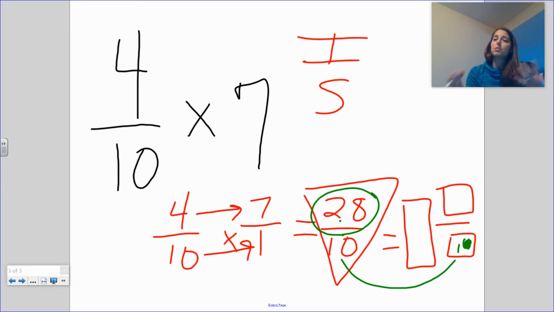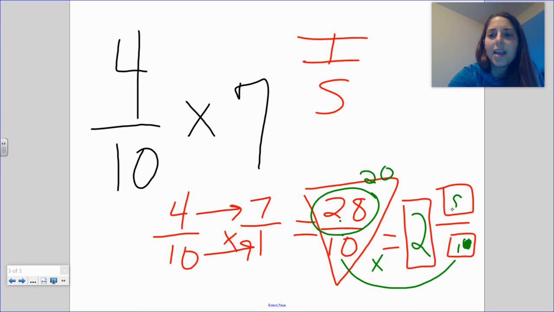Well, we don't divide in our head. We use the mystery of multiplication. So I'm thinking 10 times what gets me close to 28 without going over? Well, 10 times 3 is 30. That's too high. So 10 times 2 is going to be my best bet. And that's going to land at using 20 of them. Well, I have 28, but 20 of them went to making those two wholes. So that means that I have 8 tenths left over.